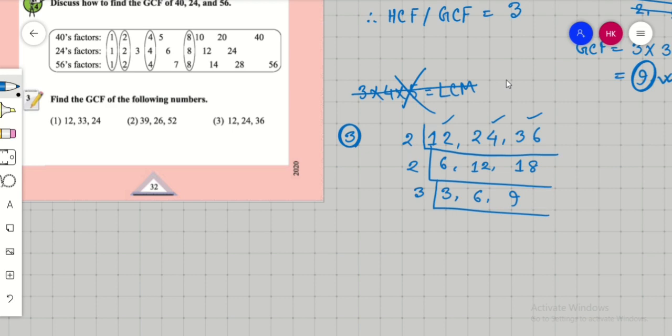So 3 1s are 3, 3 2s are 6 and 3 3s are 9. Here we cannot divide any further. So the GCF of these three numbers will be this number times this number times this number. That means 2 times 2 times 3, but not these numbers. We cannot take these numbers.